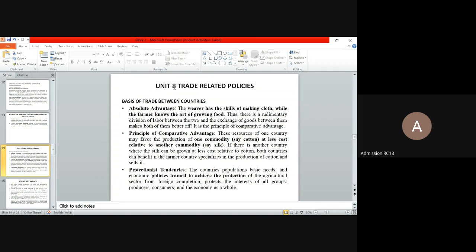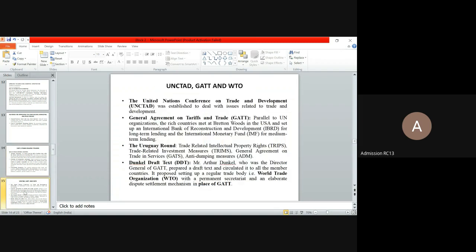So, in that case, protectionist tendencies will be there. This is the base for trade between any countries. And the policies we have for that are UNCTAD, GATT, and WTO.